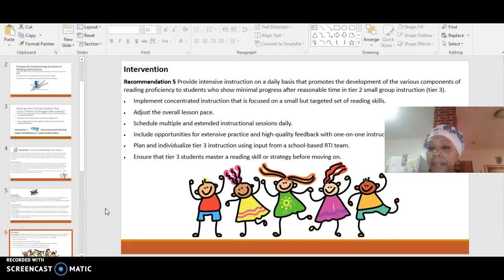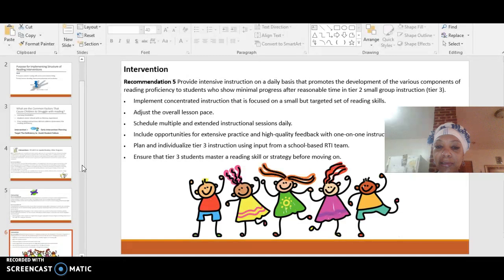We tend to not focus on our Tier 3 students because they're proficient, but even though they're proficient, we want to make sure they have mastered all the skills, all the strategies of organizing thoughts, summarizing thoughts, being able to explain their thoughts, and being able to read fluently before we can move on to another level.